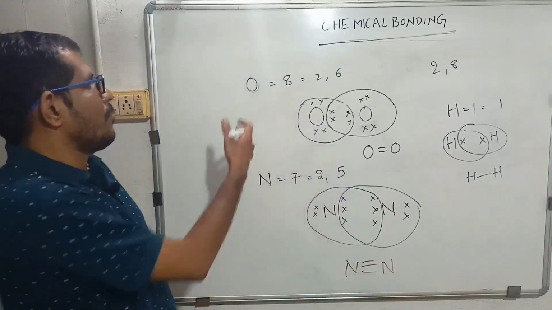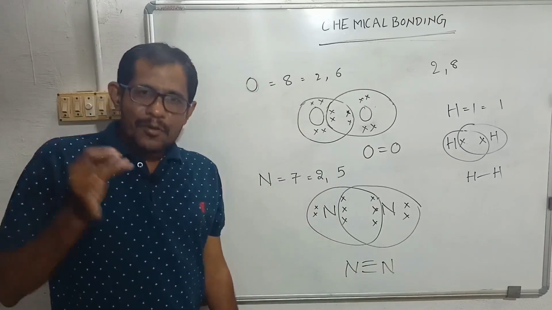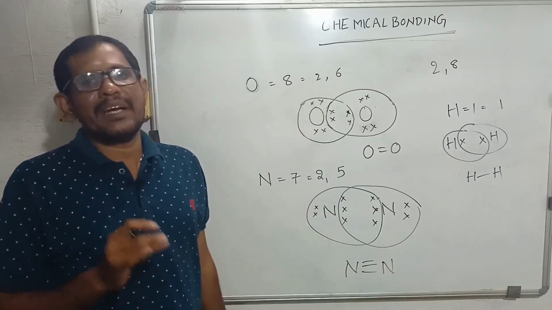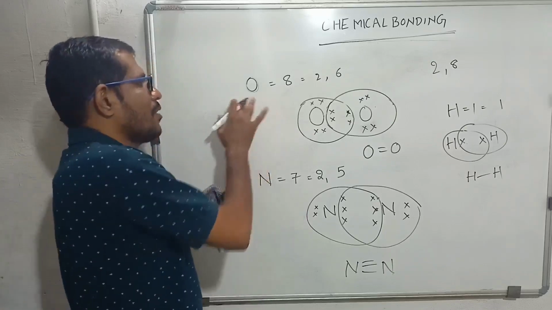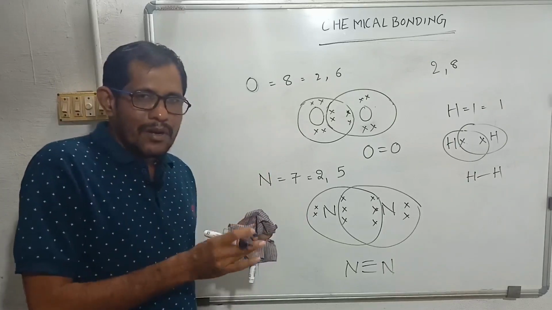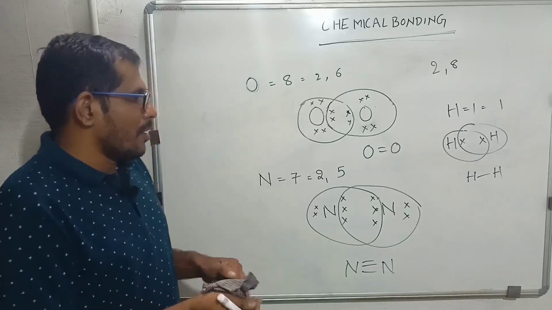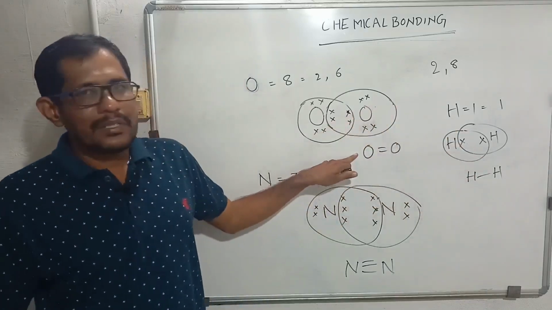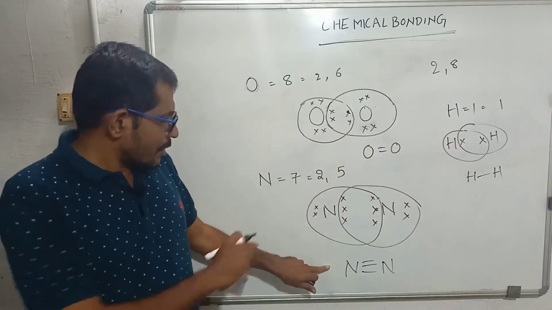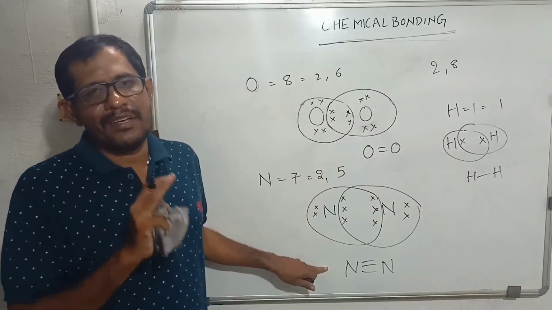A covalent bond may be a single bond, double bond or triple bond. But an ionic bond is always electrostatic attraction, whereas a covalent bond will be single, double or triple. Here a single bond is present between the 2 hydrogen atoms, a double bond between 2 oxygen atoms, and a triple bond between nitrogen atoms.